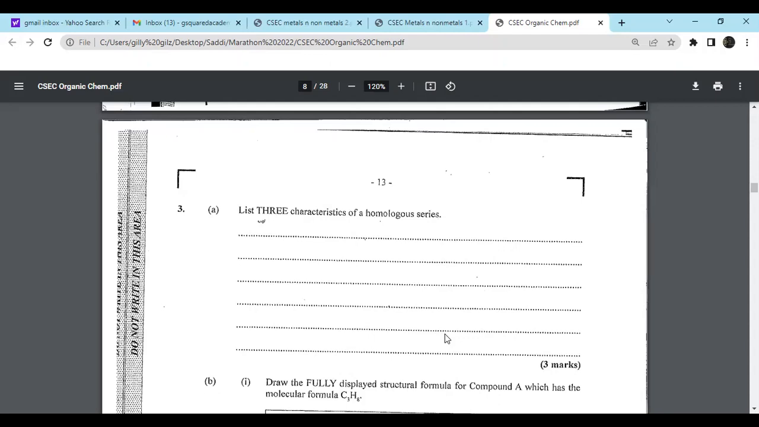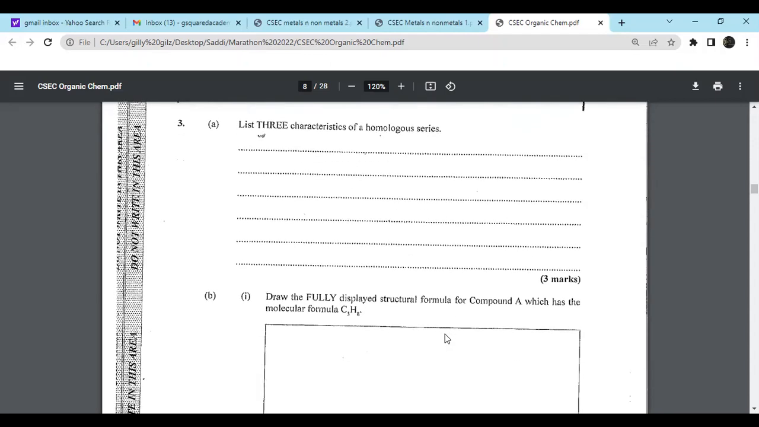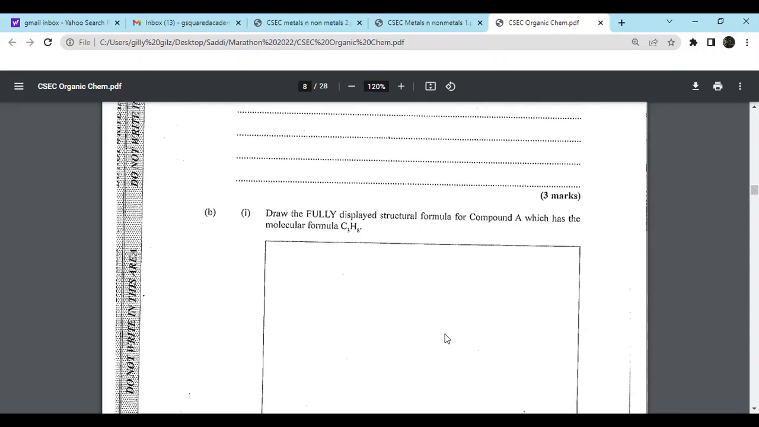So these are the sorts of questions that they may ask you as an introductory question to organic chemistry.